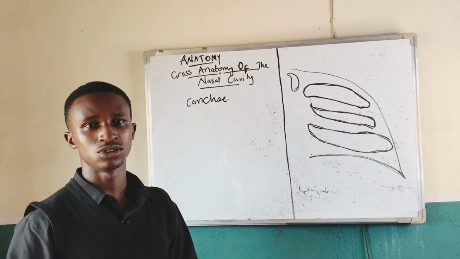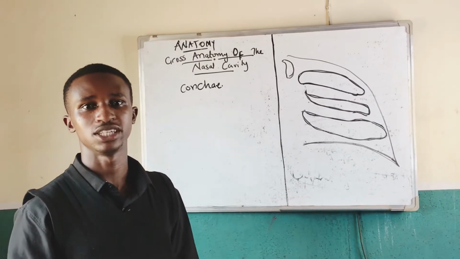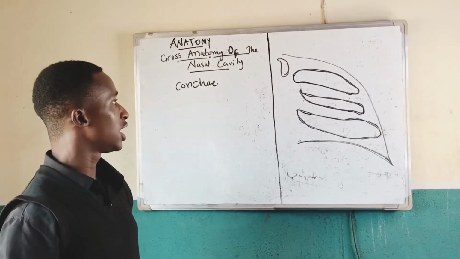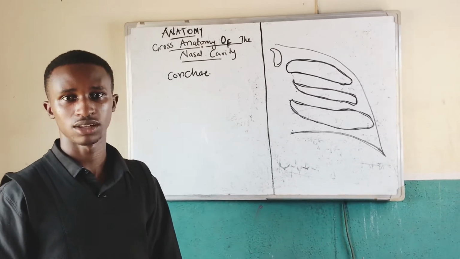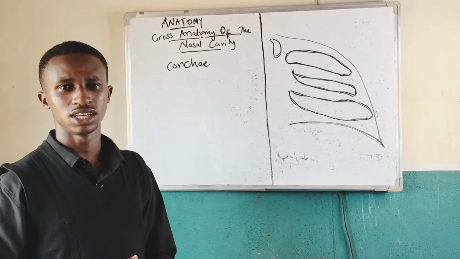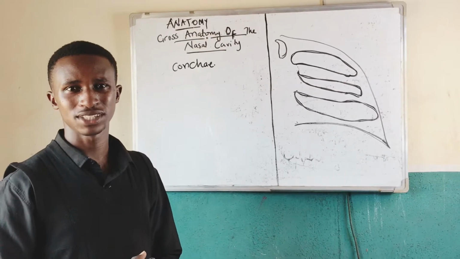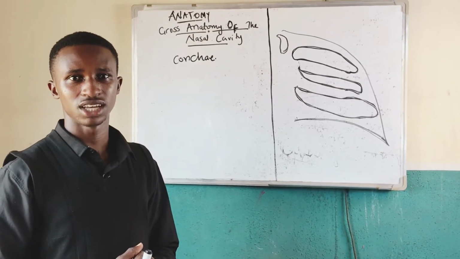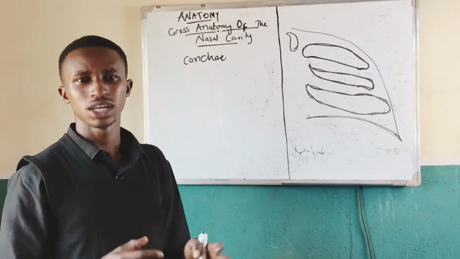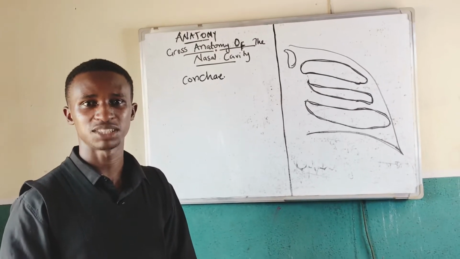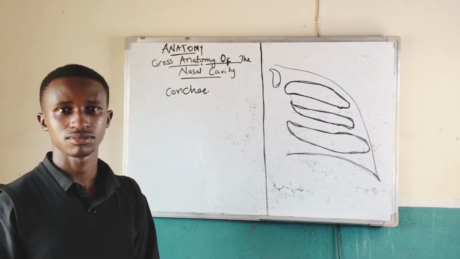What is the function of these conchae? The conchae help to bring about turbulence of air that enters into the nasal cavity. They help to increase the surface area of the nasal cavity, and they also help to increase the amount of time the air spends in the nasal cavity.